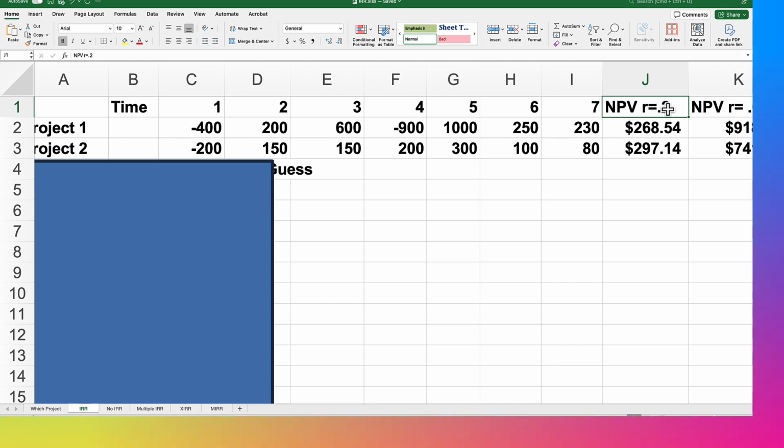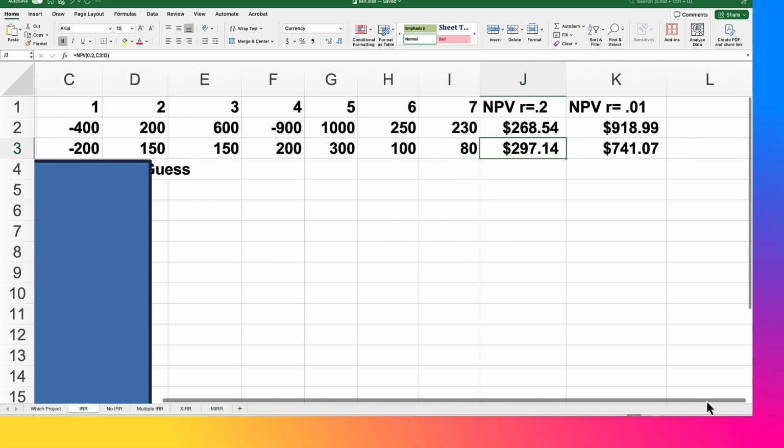Suppose the interest rate is 20%. That means you are less patient. You want the money much sooner. So therefore, the future cash flow will be worth less now. With that, we can calculate the net present value of these two projects. We can tell that at an interest rate of 20%, you should select project 2.